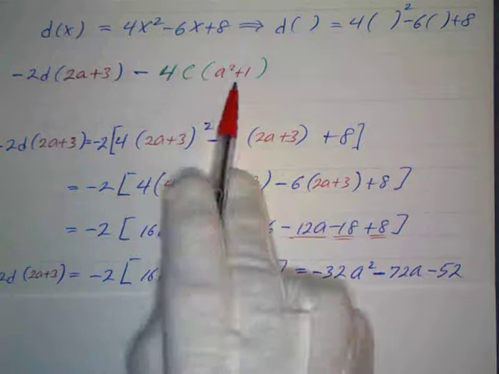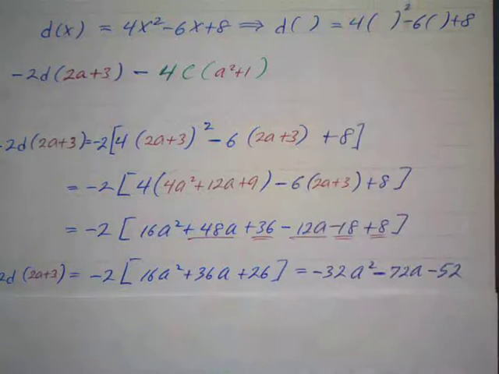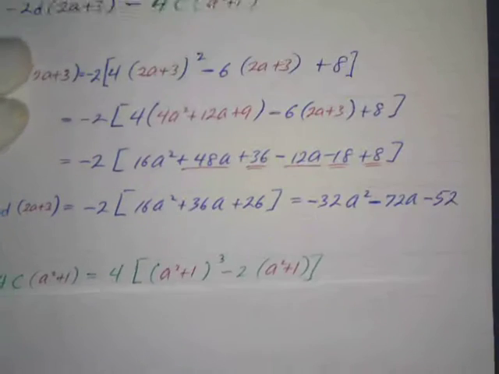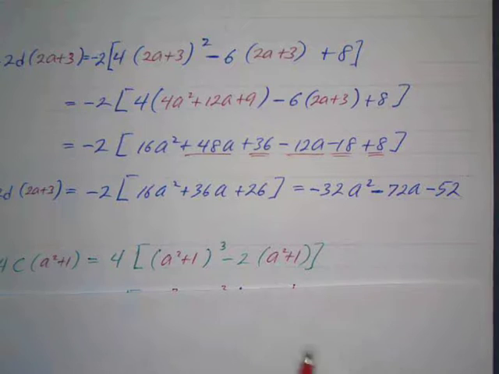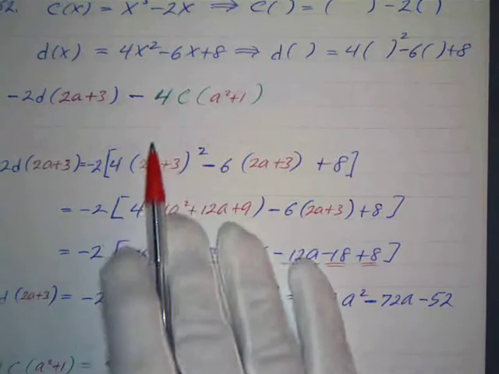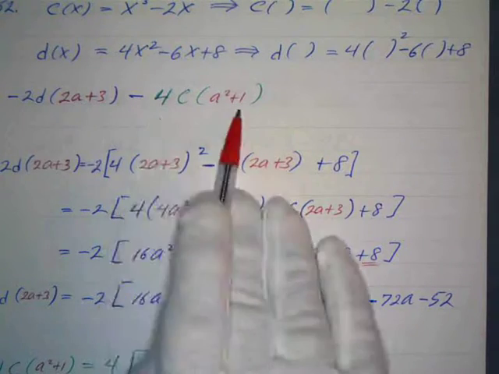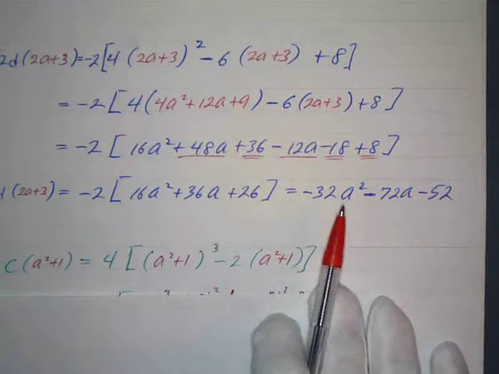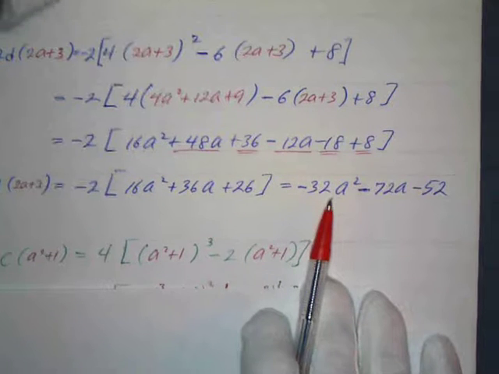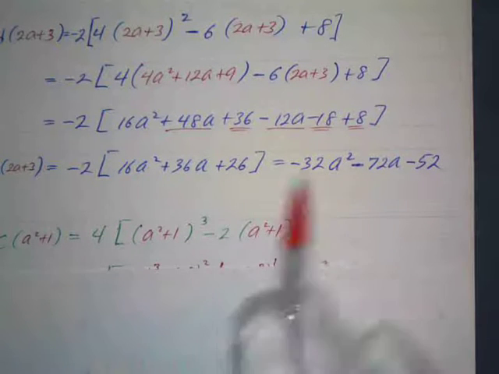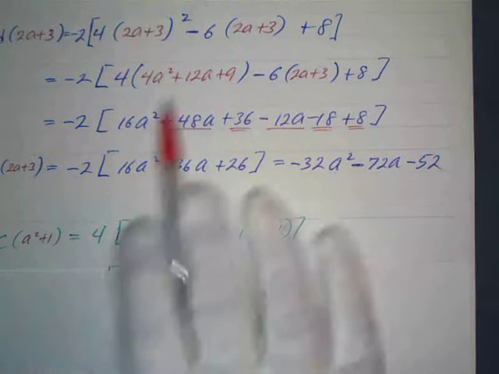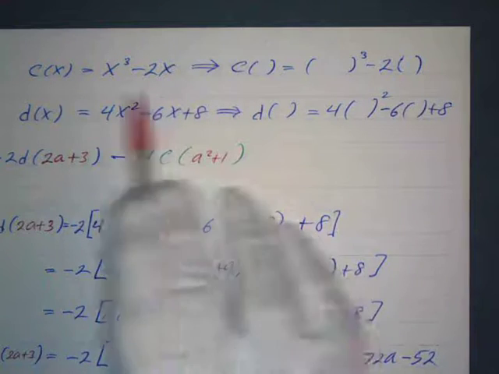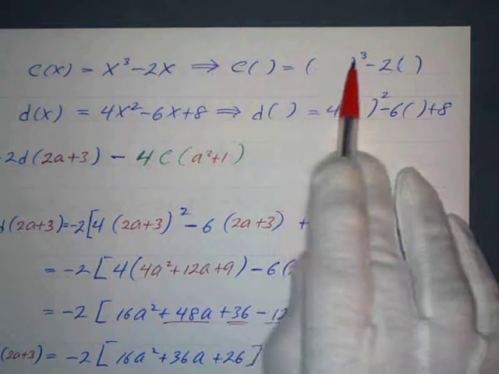4 times the c rule, which is something cubed minus 2 times something. So this is what we have over here. I'm not going to put the subtraction yet, so I'm just going to take 4 times that. That'll be this part over here. Not the minus, just 4 times c of a squared plus 1. So this is the rule. The c rule was something cubed minus 2 times something. Go back up here. The c rule is something cubed minus 2 times something. So that's my c rule.